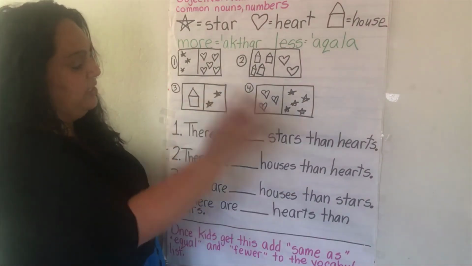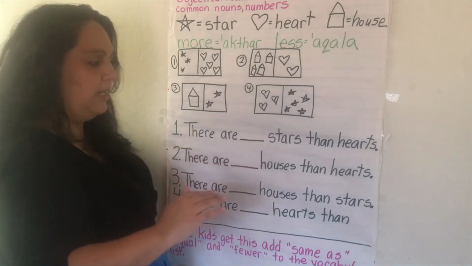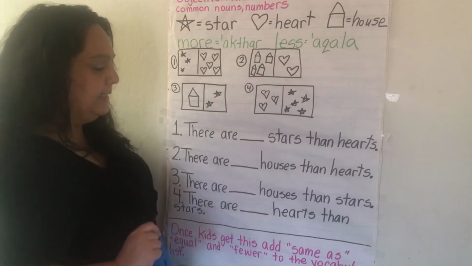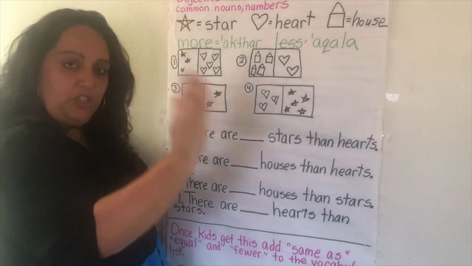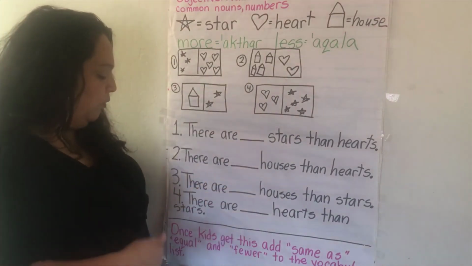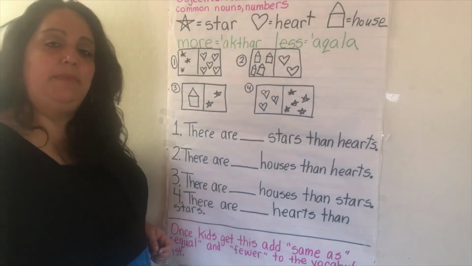Also, if the kids are getting a hang of this, I usually recommend for these exercises to be done several times. But if they get the hang of this right away, you can add things like same as, so there are the same number of stars as there are hearts, for something you do the following day. Words like equal and fewer can be added to the vocabulary to extend it and make it a little more difficult.